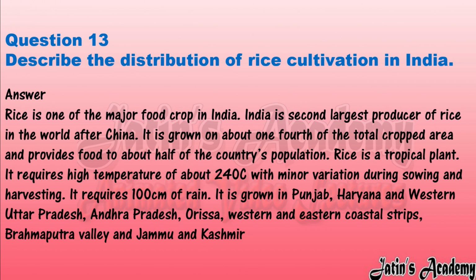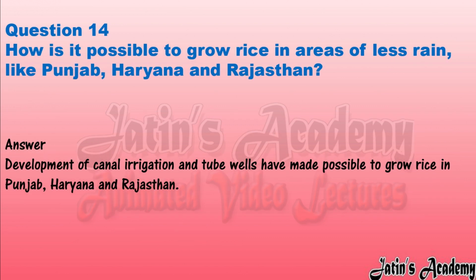and Jammu and Kashmir. Question 14. How is it possible to grow rice in areas of less rain, like Punjab, Haryana and Rajasthan? Answer. Development of canal irrigation and tube wells have made it possible to grow rice in Punjab, Haryana and Rajasthan.